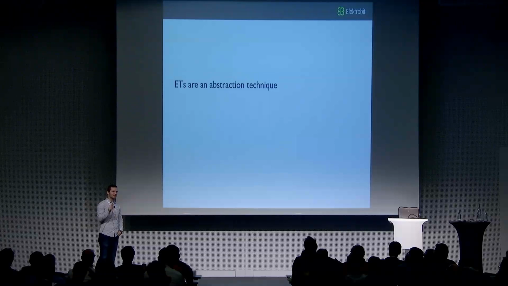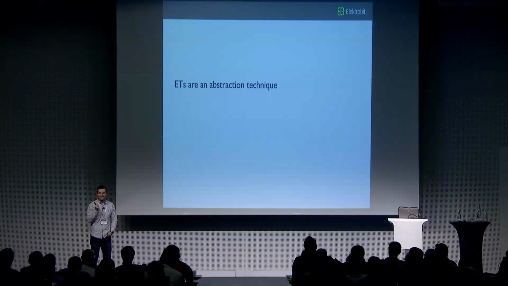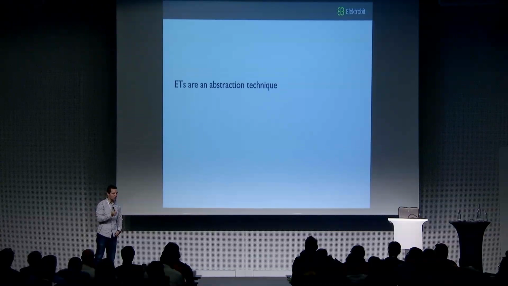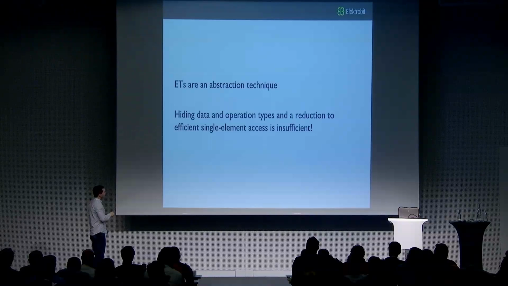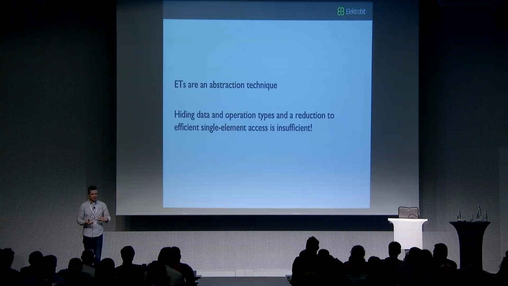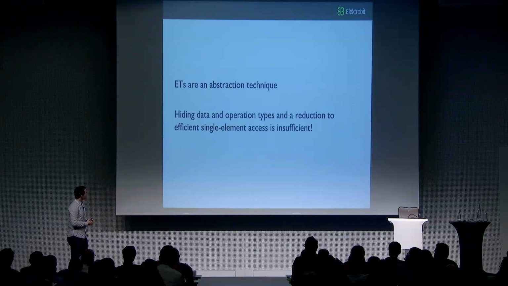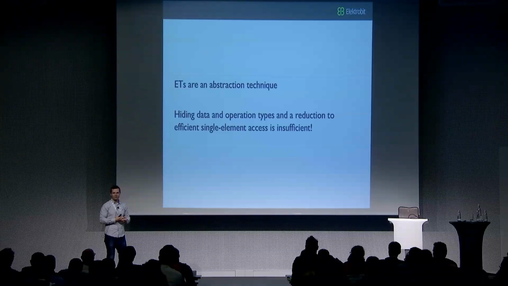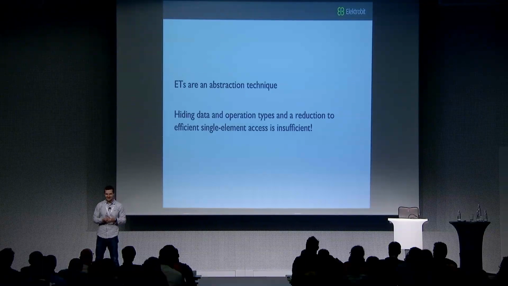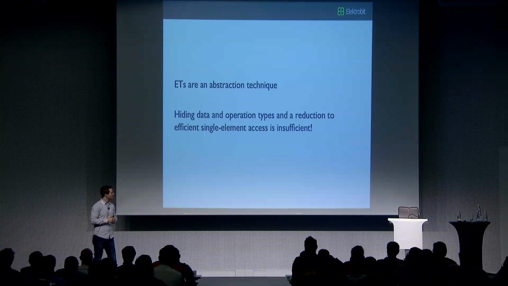And abstraction is the opposite of optimizing. Because for performance optimization, you need the details. You truly want to exploit all information available. And so data hiding, so hiding the data and operation types. And operation types means addition, subtraction, multiplication, etc. And the single element access is simply insufficient. It doesn't work. You cannot expect this to give you magically some performance. Yeah?